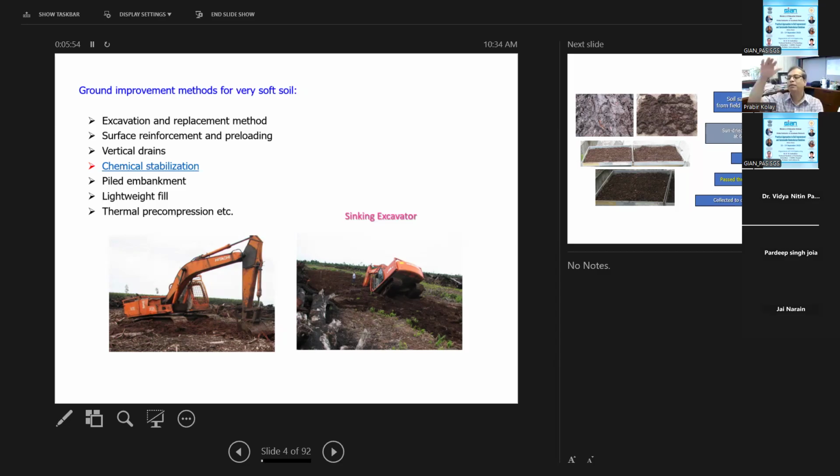But sometimes the peat soil depth is quite thick, so it is not economical to remove the whole soil. Obviously, if you want to construct on this type of soil, you see the sinking excavator. Even an excavator cannot be supported. So the problem is, if you want to put any good structures, you need to use a pile foundation. But obviously, pile foundation is expensive.